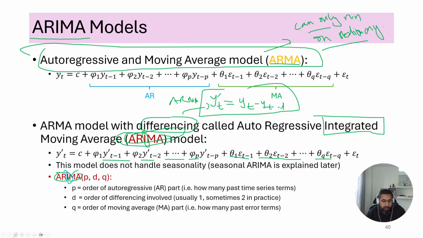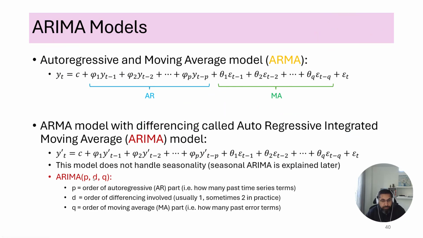So when we write ARIMA models, just like ETS model, remember ETS model had 3 parameters. We had ETS, the first was error, which could be additive or multiplicative, right? E for error, T. Then the second was trend. You could have no trend, or additive trend, or additive dampened trend. And the third was seasonality. You could have no seasonality, additive seasonality, or multiplicative seasonality.